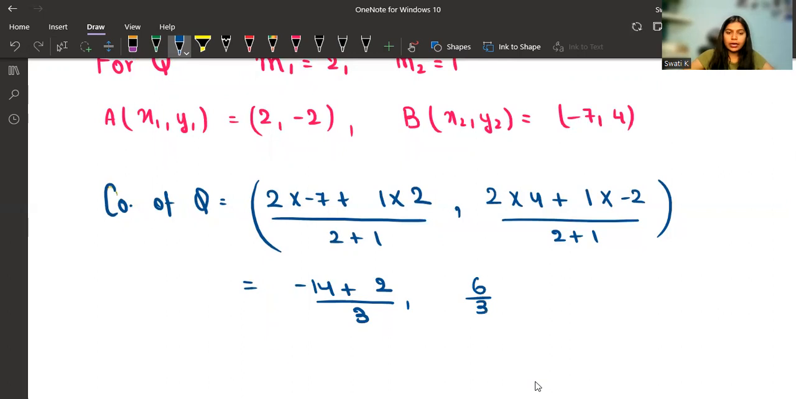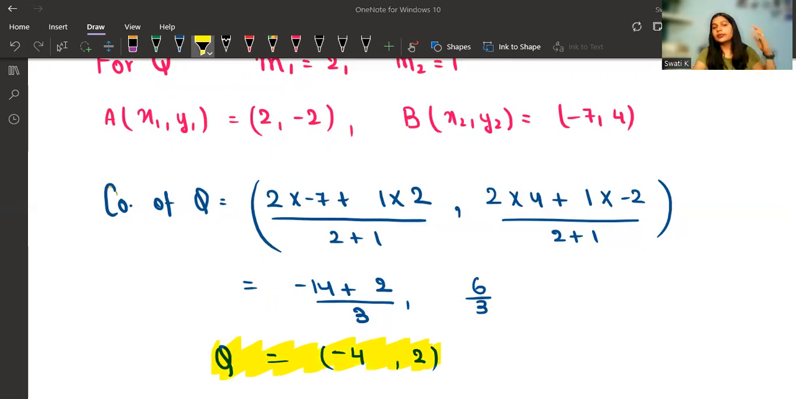So we got the answer. Minus 14 plus 2 is of course minus 12, which is minus 4, because minus 12 by 3 is minus 4, and this is 2. So we got the coordinate of Q, which is minus 4, comma 2. So this is the answer for the coordinate of P and the coordinate of Q.